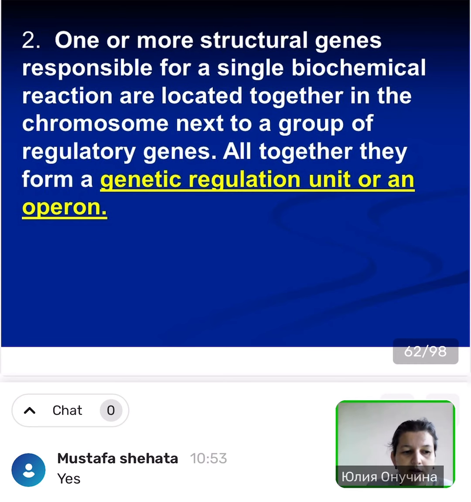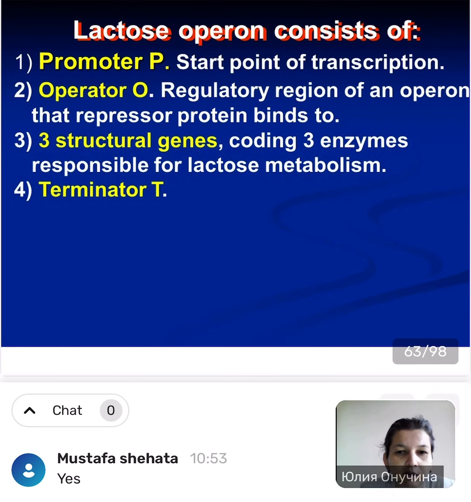Thank you. So the next slide. Lactose operon includes, like other operons, promoter, operator, structural genes, in this case 3 structural genes, and terminator. Promoter, like usual, is a start point of transcription. Operator is placed for regulation by regulatory proteins. Structural genes without introns and the terminator, place for stop. Is it clear?